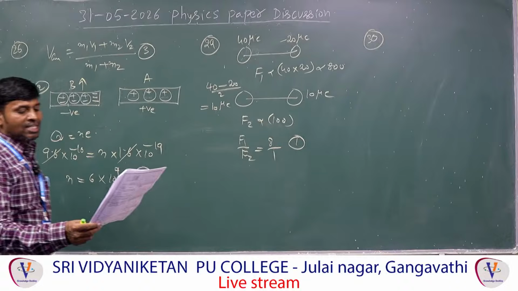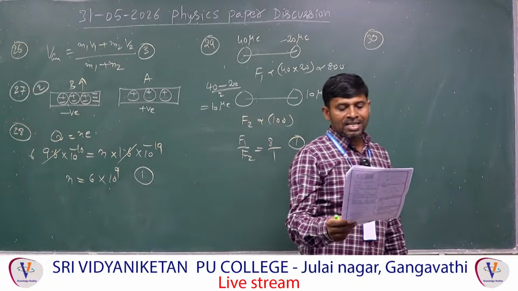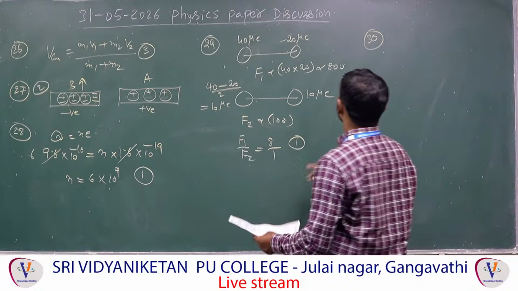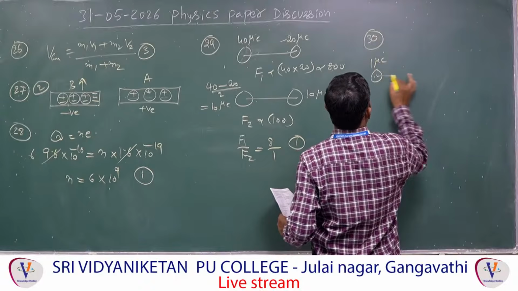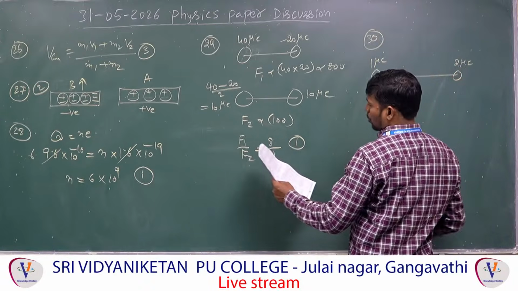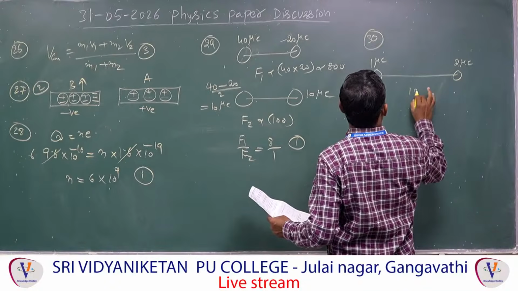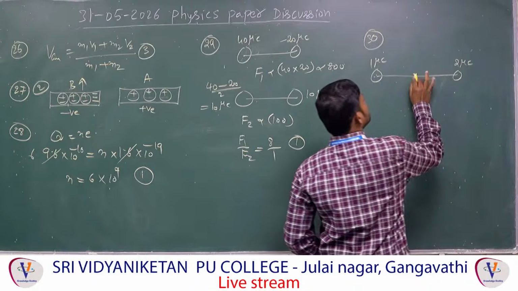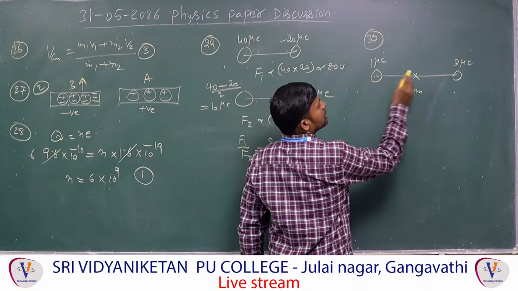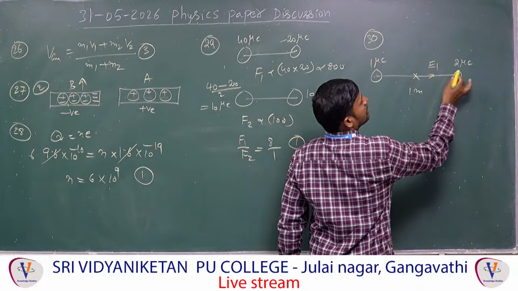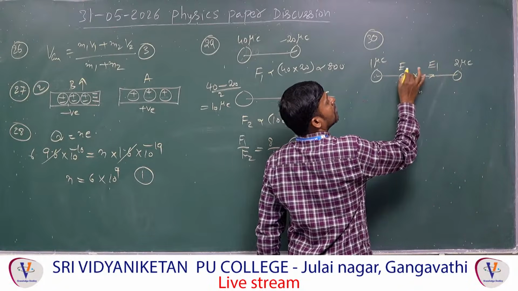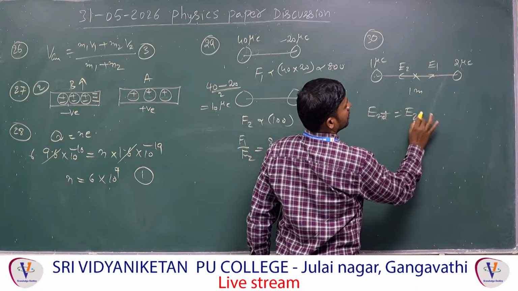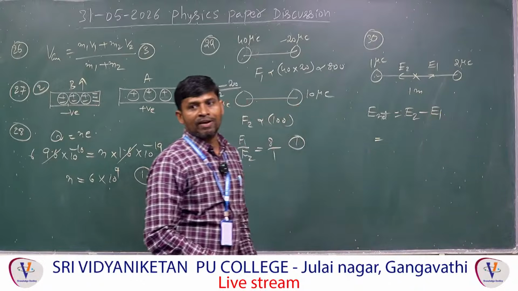Two positive charges, 1 microcoulomb and 2 microcoulomb, are placed 1 meter apart. What is the value of the electric field at the middle point of the line joining the two charges? For a positive charge, the field is directed away. Both fields are in opposite directions, that's why the net field is E2 minus E1.